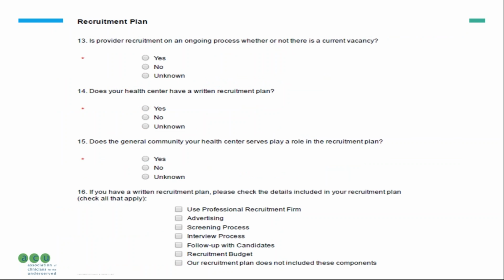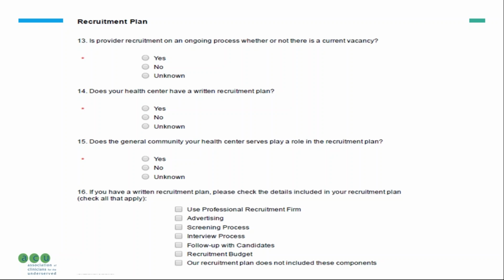The next few questions are about a recruitment plan. 13 is asking whether you continually recruit. So you're always looking for somebody, whether you have a vacancy or not. 14 is whether you have a written recruitment plan. A lot of people have recruitment plans because they talk about them in strategic planning meetings and they talk about them at staff meetings, but they may not have ever written them down. So we're specifically looking for something written.